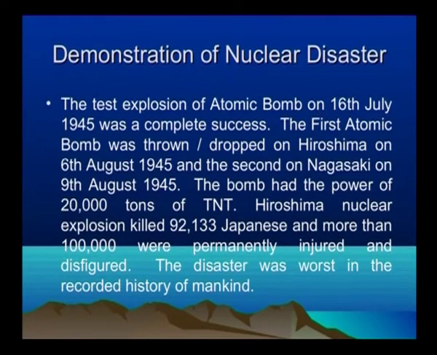Then the bomb was dropped as a weapon on Hiroshima, and the second on Nagasaki. The bomb had the power of nearly 20,000 tons of TNT, and the Hiroshima nuclear explosion killed nearly 100,000 people, and another 100,000 people were permanently injured and disfigured. This is considered the worst risk management failure in the history of mankind.